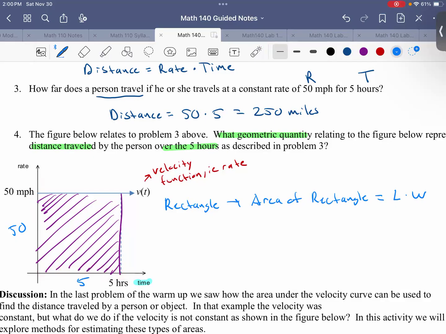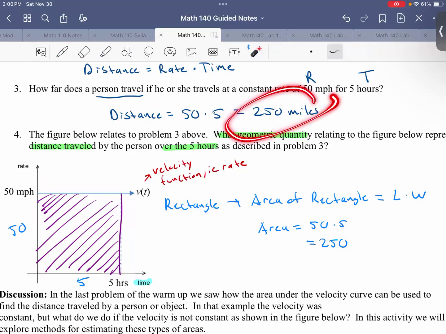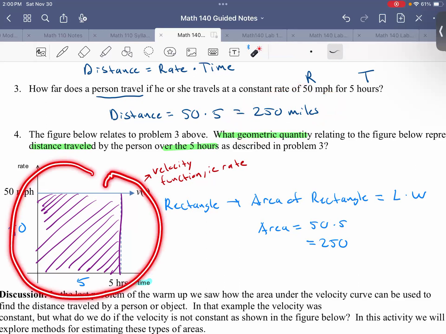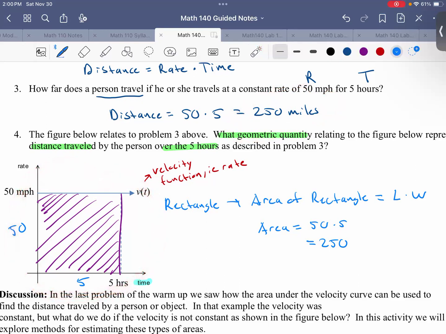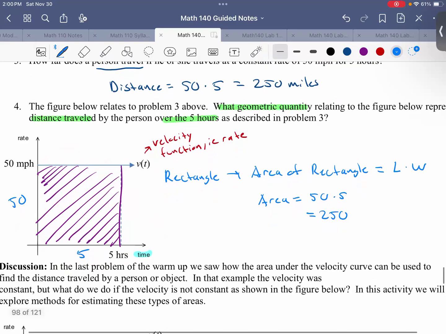So the area of this rectangle is going to be 50 times 5, which is 250, which is the same thing we got above in our short word problem. We got the same exact answer when it's a figure on a graph. So finding the area helped us figure out the total distance traveled if it's a constant velocity over a certain amount of time.